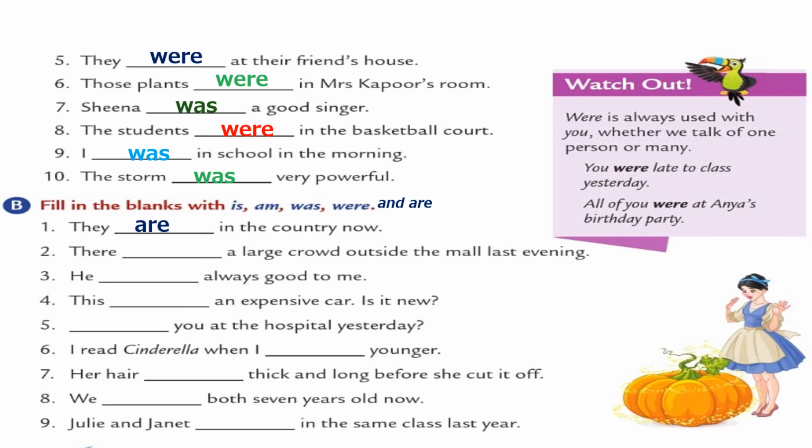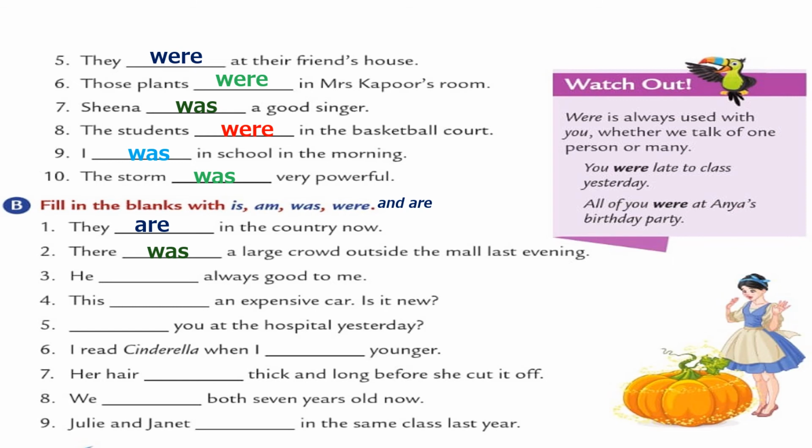There dash a large crowd outside the mall last evening. So what about present or past? Yes, last evening. So this is past tense and it talks about crowd. Now since crowd is plural, there are a lot of people, but with there we always use was. As we already read in the last slide, with there we will use was. There was a large crowd.